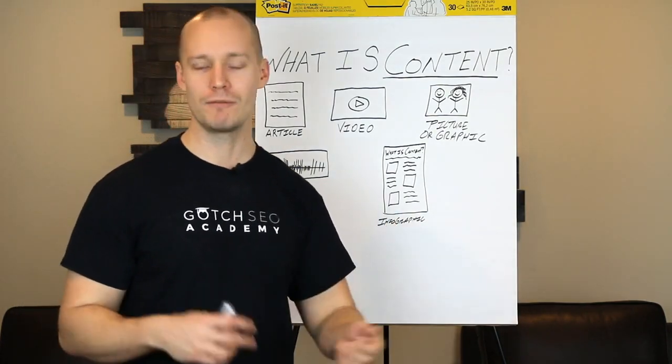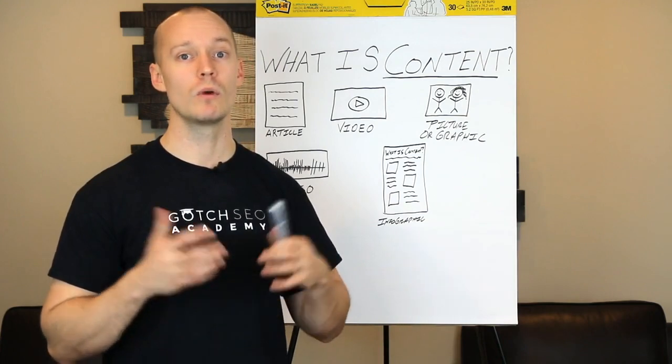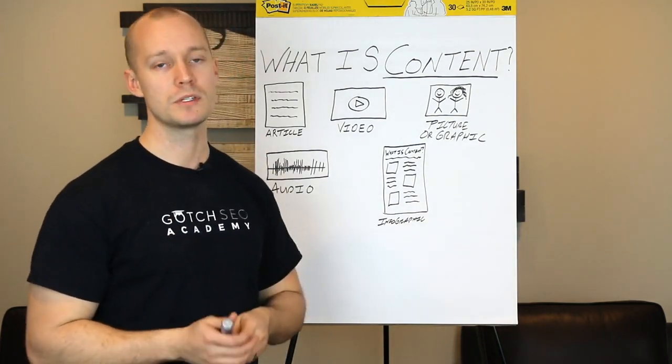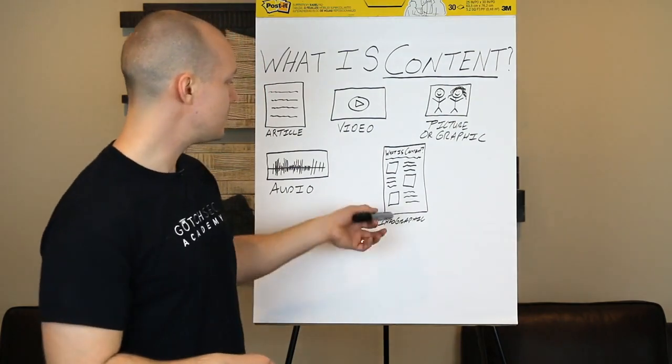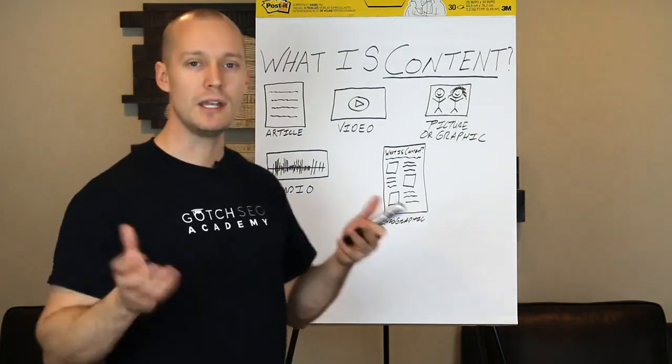You can put it on Spotify, iTunes, whatever. Anywhere where audio can go, you can repurpose that. So it's really, really powerful. And lastly, the fifth type of content is an infographic.